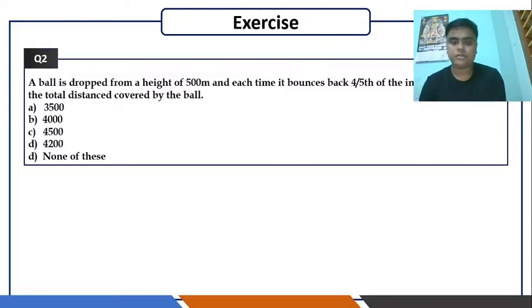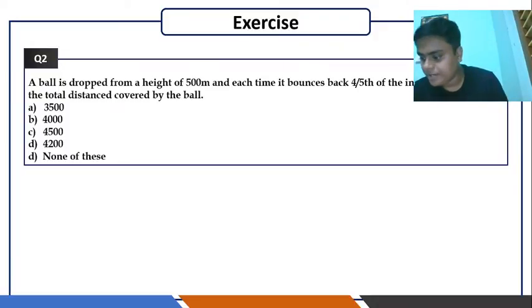Part of the question is not visible. Hold on. So the question says that a ball is dropped from a height of 500 meter, and each time it bounces back 4/5 of the initial height. Find out the total distance traveled by the ball. Okay, the part which is not visible says: find the total distance traveled by the ball.